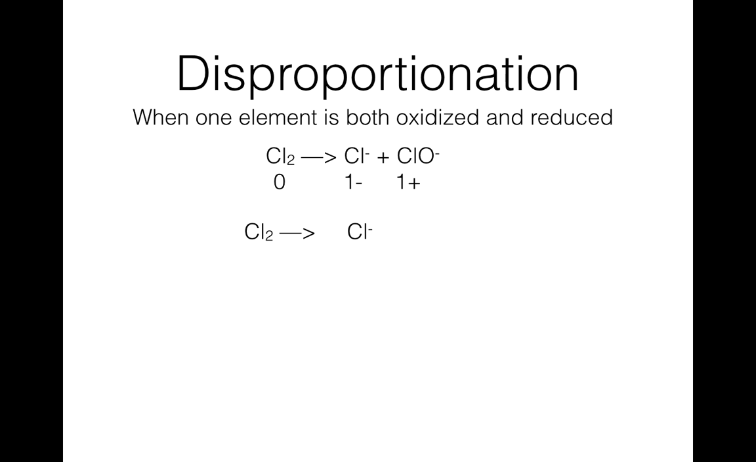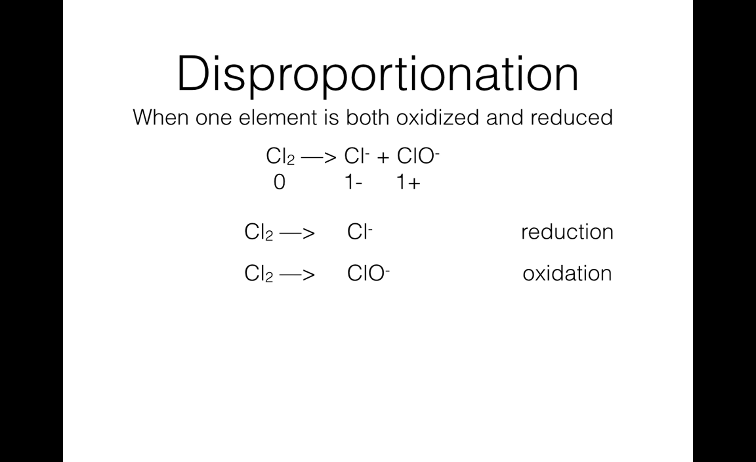It's chlorine reacting to form chloride. So that's a gain of electrons, it's reduction. And then our oxidation half reaction is going to be chlorine going to hypochlorite, which is a loss of electrons, so that's an oxidation. So notice that chlorine appears in both of our half reactions. Now we go about balancing them in the exact same way that we did everything else.